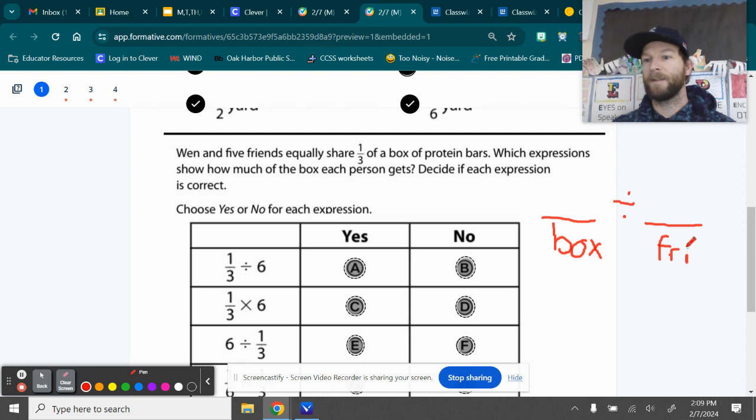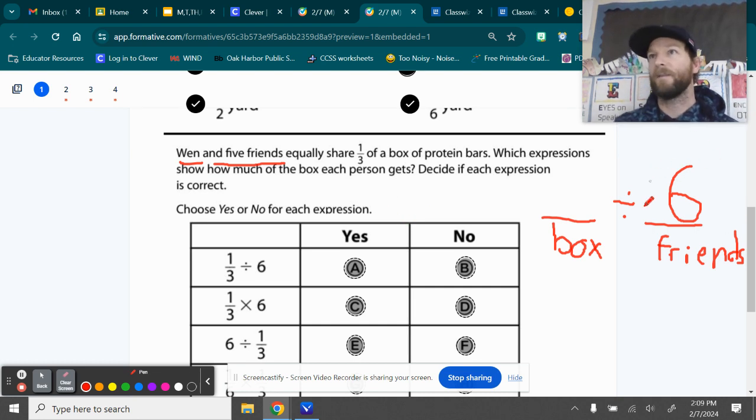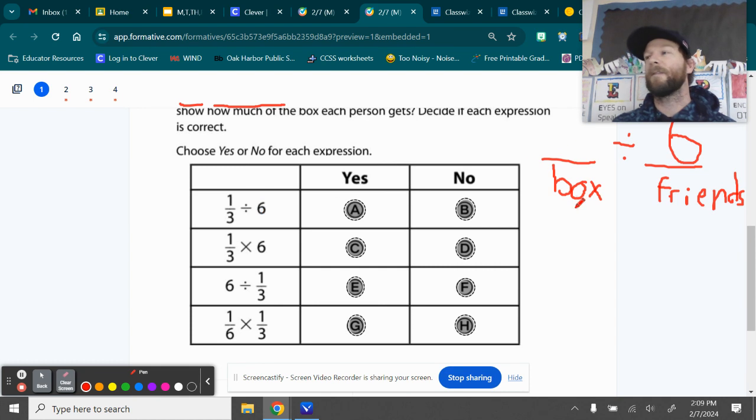Another tricky one about this, besides writing with a mouse, is it says Wen and 5 friends equally share. So how many people is that? He's not just giving it to his 5 friends. Wen wants some of that protein bar too. So it's 6 people. There you go. So that messed me up when I was doing this one. I was like, what do you mean it's not 5? It's because it's Wen and his friends. So it's 6. So for each one of these, you just have to match the equation, either yes or no.